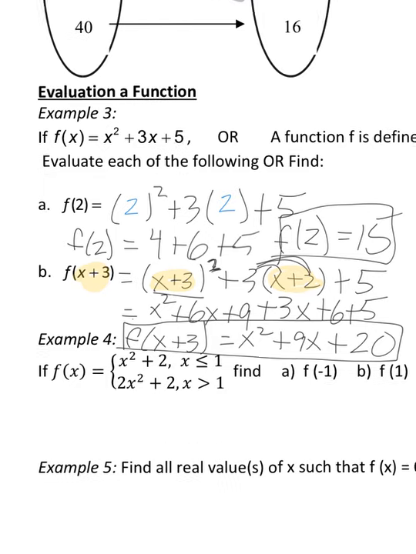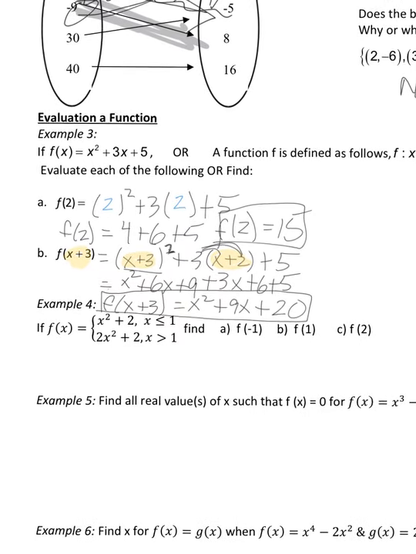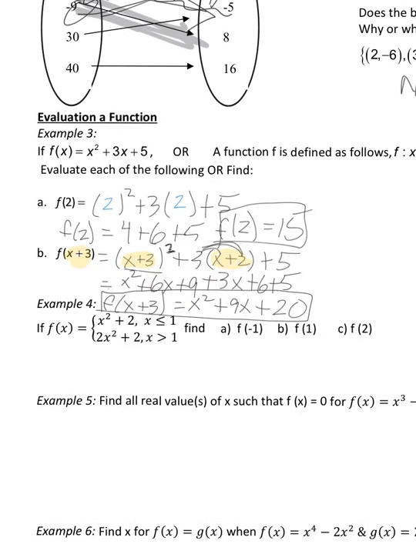All right. So example 4, this is what's called a piecewise function, where the function's broken up in two different pieces. So this part up here is saying determine our outputs when x is less than or equal to 1 by using this part. When x is greater than 1, we're going to use this part.